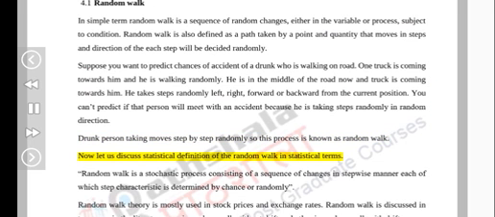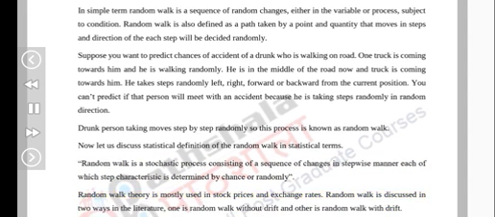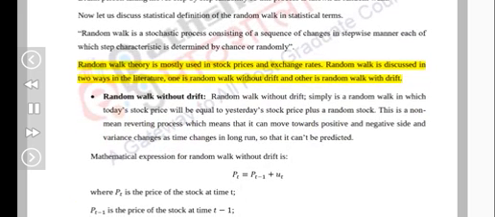Now let us discuss the statistical definition of the random walk. A random walk is a stochastic process consisting of a sequence of changes in a stepwise manner, each of whose step characteristics is determined by chance or randomly. Random walk theory is mostly used for stock prices and exchange rates. Random walk is discussed in two ways in the literature: one is random walk without drift and the other is random walk with drift.